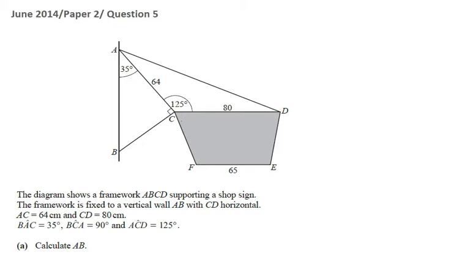Now in this question they are saying the diagram shows a framework ABCD supporting a shop sign. The framework is fixed to a vertical wall AB with CD horizontal, and AC is equal to 64 centimeter, CD is 80 centimeter, angle BAC is 35 degree, angle BCA is 90 degree, and angle ACD is equal to 125 degree. Calculate AB. So we have to find this AB.